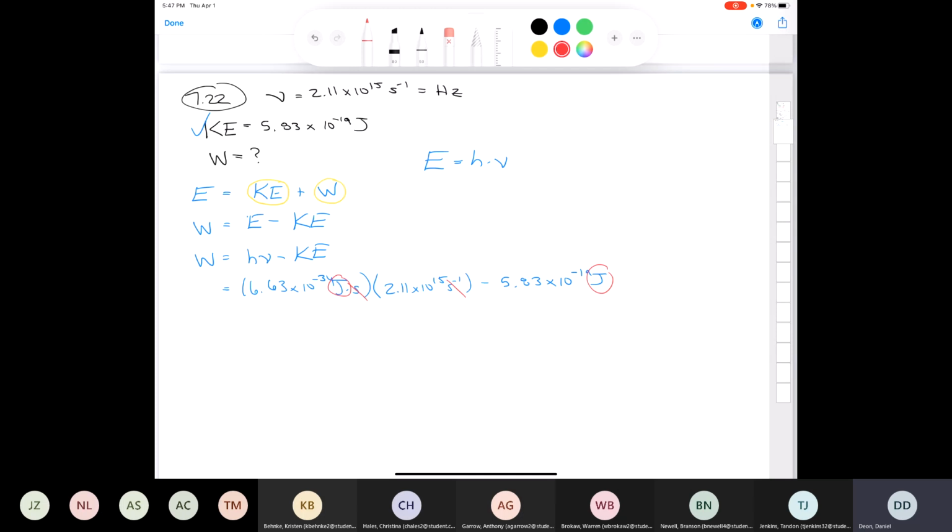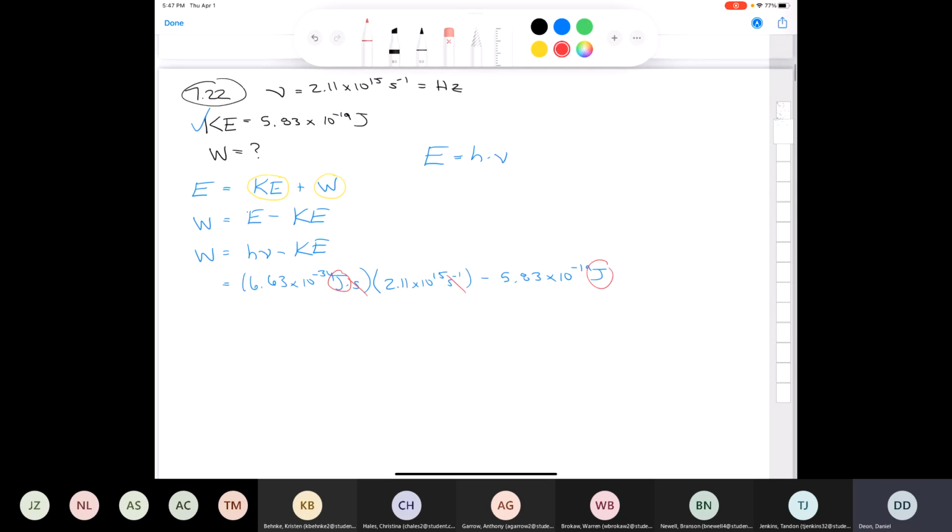So joules and joules are compatible, and they make sense because the work function is a certain amount of energy. It's the minimum amount of energy that's required to remove an electron from the metal. Well, now it's just a matter of plugging the numbers into your calculator and solving for the final answer.